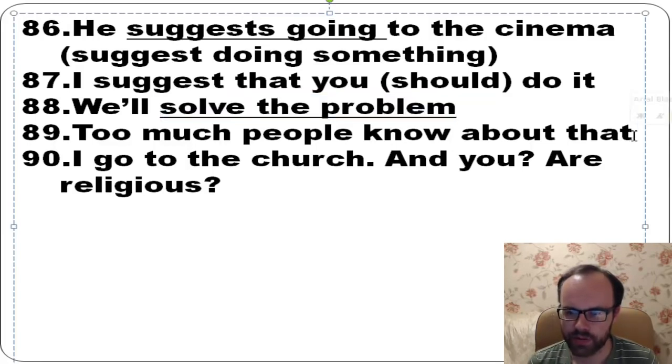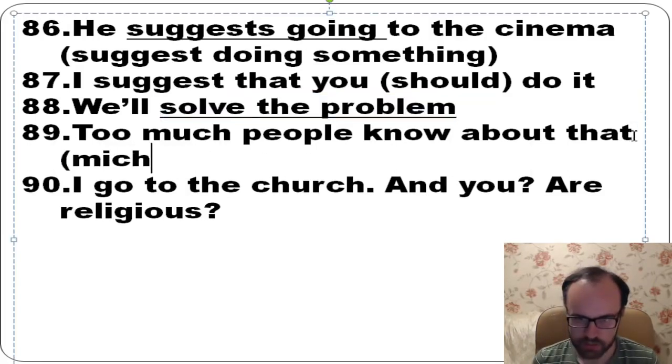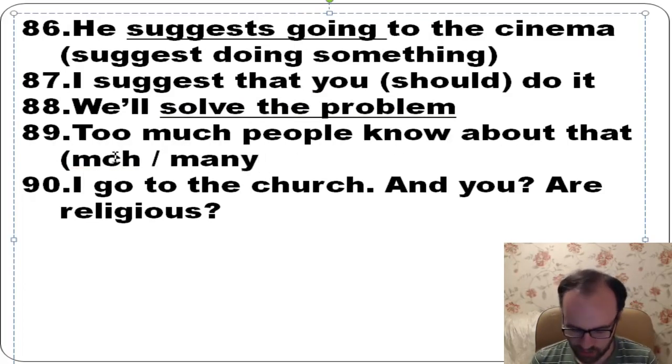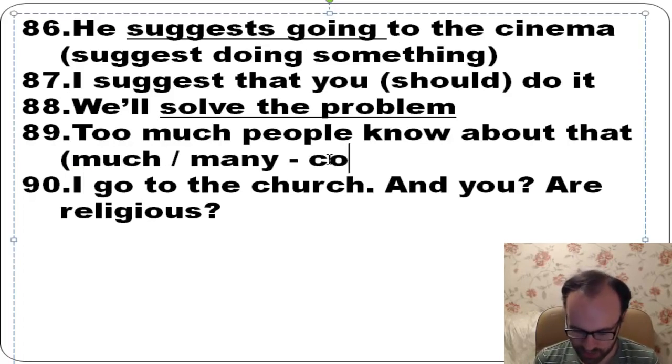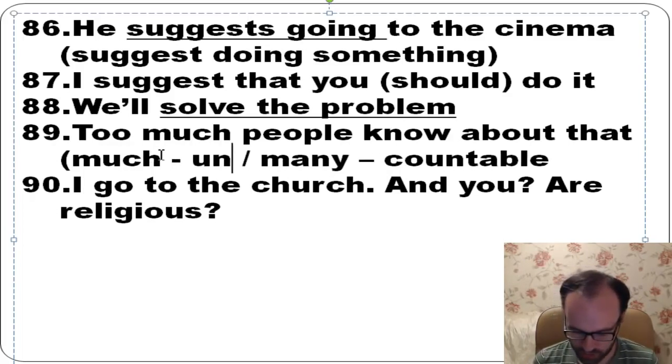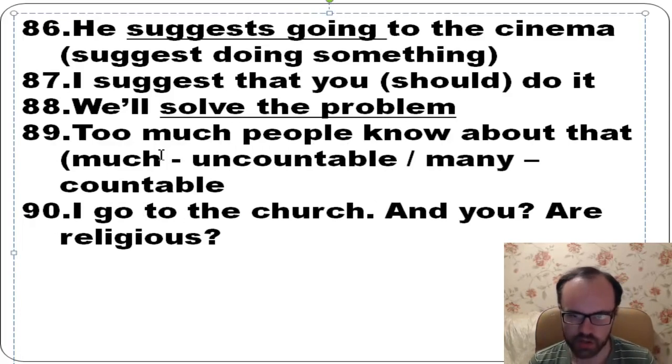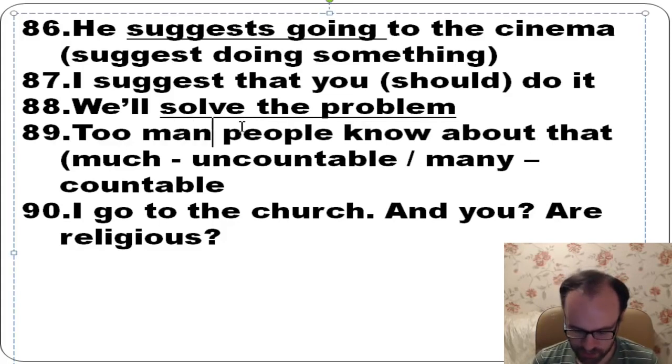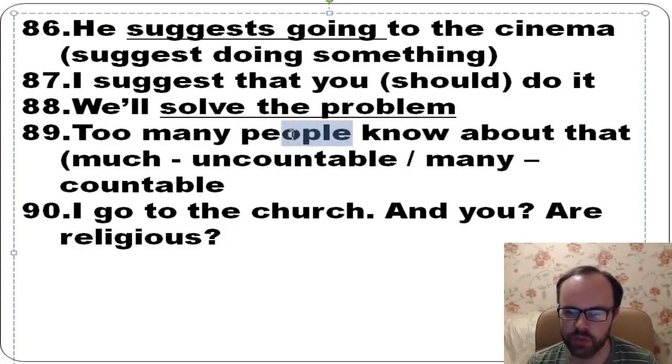Too many people know about that. So what is the difference between much and many? We use many with countable nouns. We can count it: 1, 2, 3, 4, 5 people. And much with uncountable. So, too many people know about it. People is countable. We can count it: 5 people, 10 people. Too many people know about that.